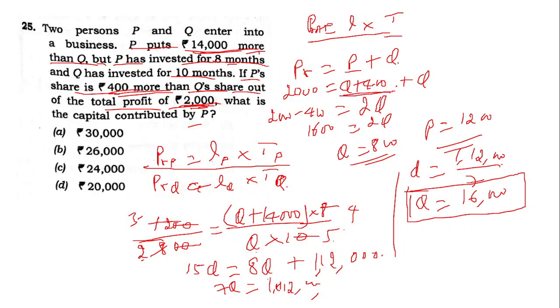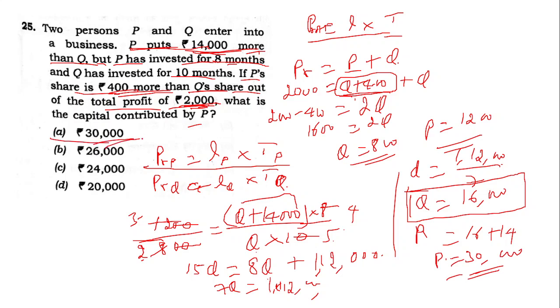We know that P is nothing but Q plus, sorry, Q plus 14,000. Yes, we have it here, 14,000, because P puts 14,000 more than Q. So P is equal to 16 plus 14,000, which is nothing but 30,000, the answer. So option A, 30,000 is the right answer.